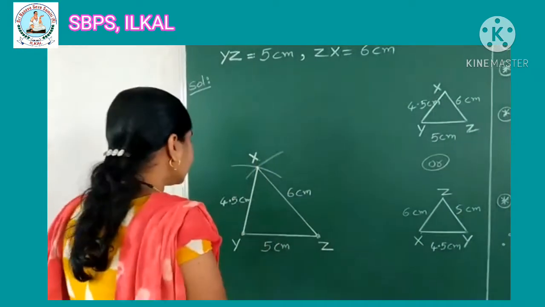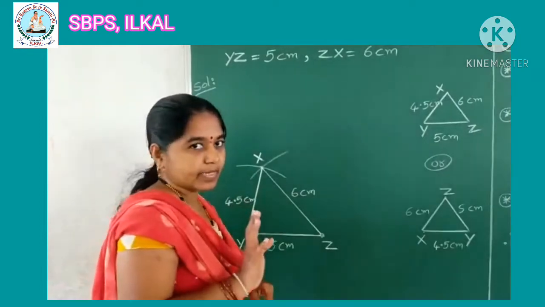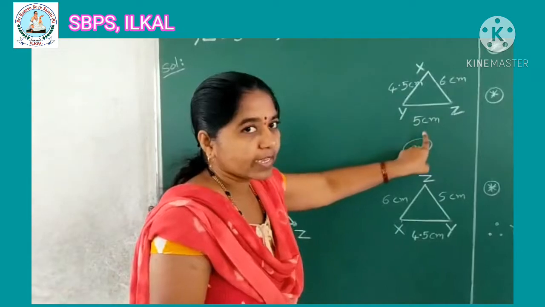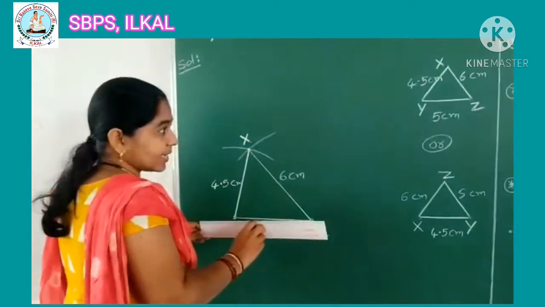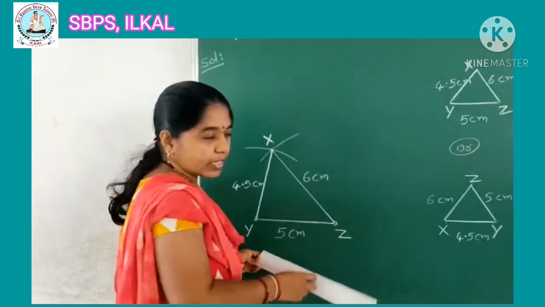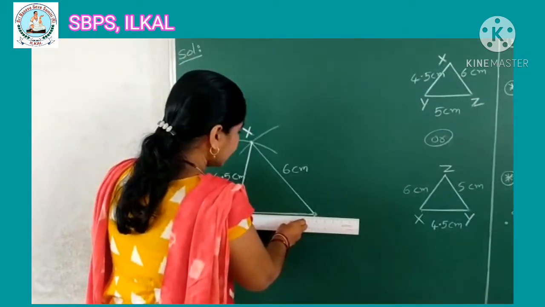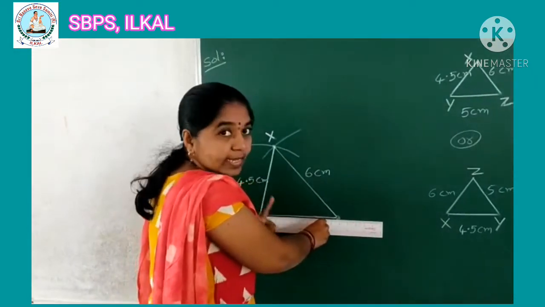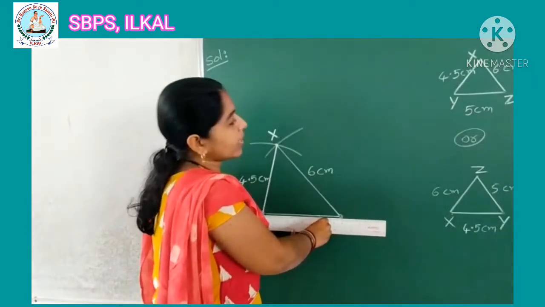While constructing, you have to use your ruler and compasses. I am going to construct this one. YZ is equal to 5 cm. Children, I will take double of the given measurement, okay. It will be visible to you neatly. Here for 5 cm I have drawn 10, okay. You have to draw exactly 5 cm, okay.